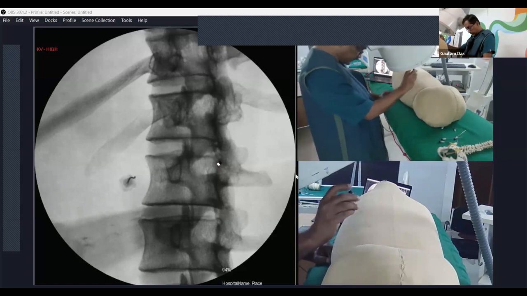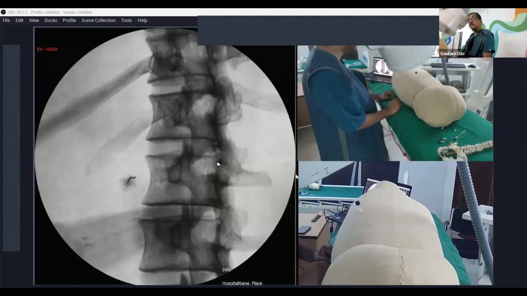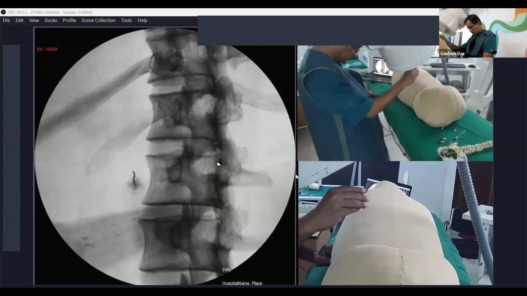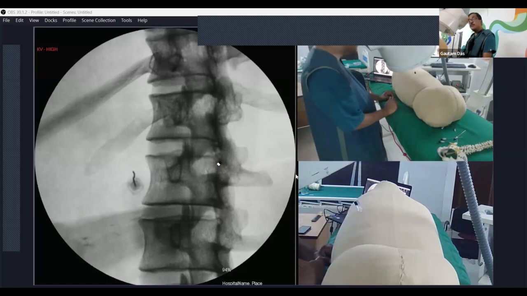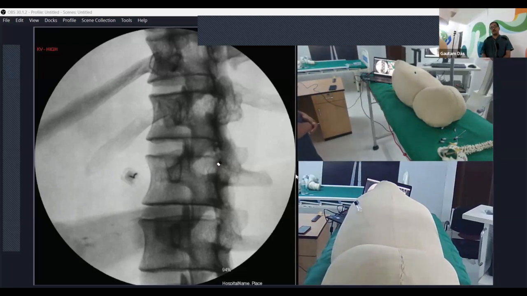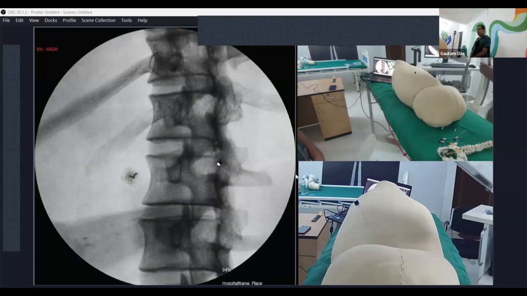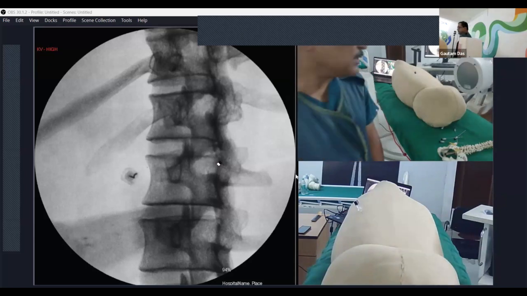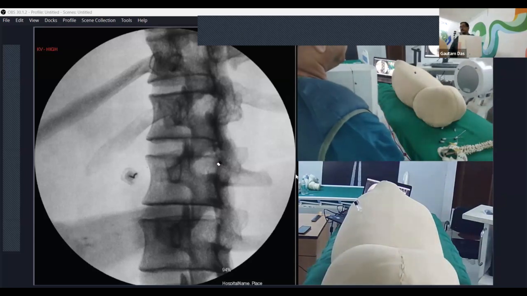Okay, now I'm perfect. So I'll be going like this. And then I have to check frequently by the lateral view as well. So here you see we are away from the vertebral body. We are not touching the vertebral body, so that is making the procedure painless. It is not going to touch it, so it will be very mild or almost no pain.